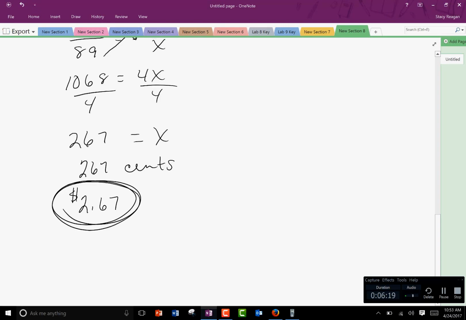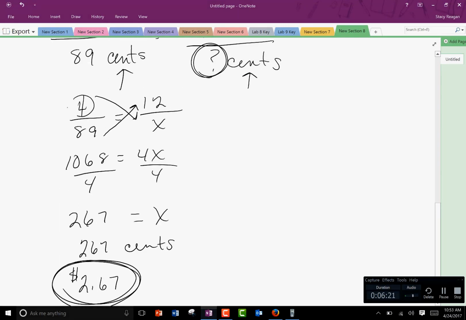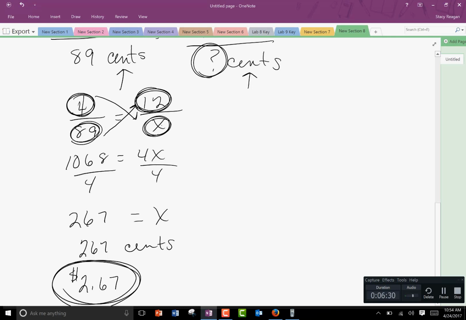So this would end up being your final answer, $2.67 for that problem. The main thing in all of these is whatever you have on the top on one side, you have to be consistent and have the top on the other side. Whatever I have on the bottom, I have to have the same thing on the bottom.